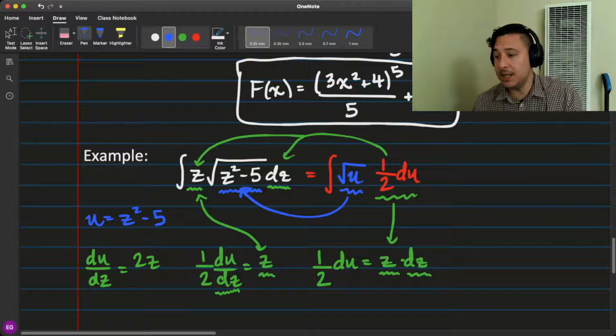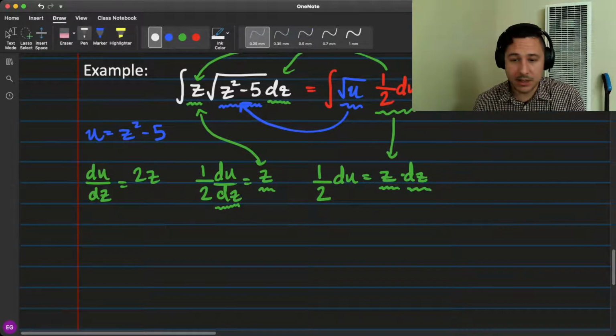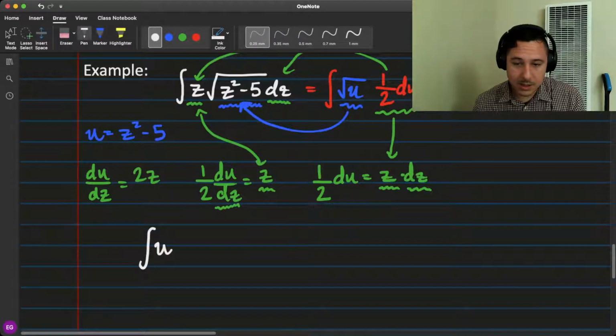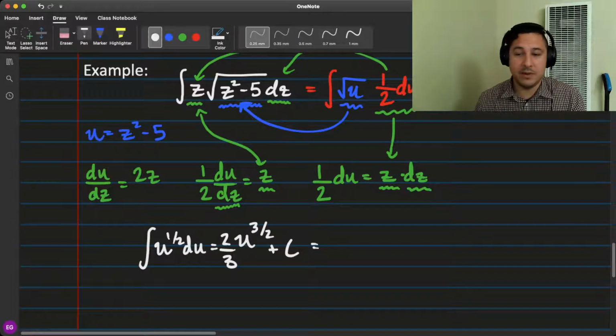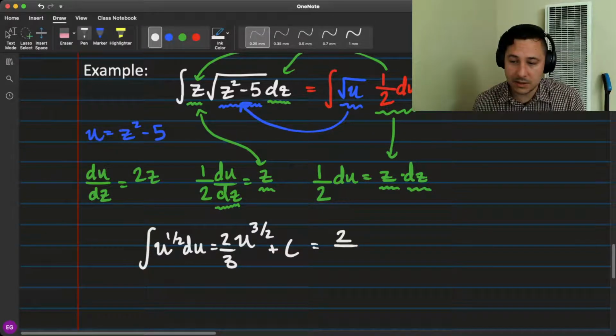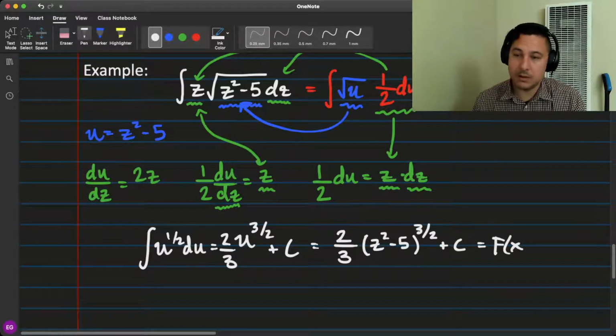And now it's easy to integrate. I am integrating u to the 1/2 du, which will be u to the 3/2 times 2/3 plus c, and then I replace what u was. So I'm going to get 2/3 z squared minus 5 to the 3/2 plus c. That's my antiderivative.